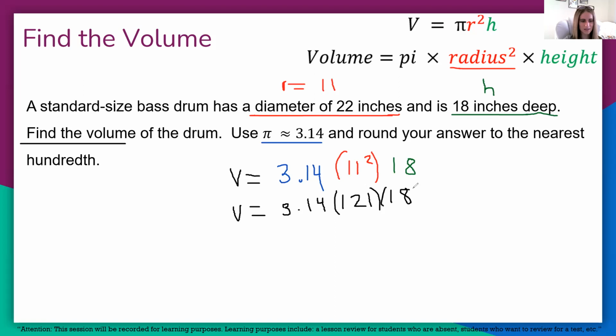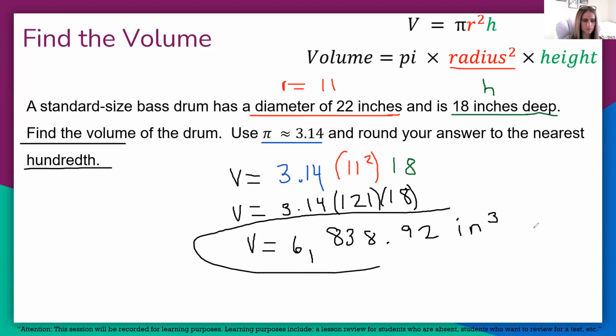Times 18. All right, we're down to just straight multiplication. You are allowed to use that calculator. 3.14 times 121 times 18. Our volume is 6,838.92. It needs to be rounded to the nearest hundredth, so we're perfect. And of course, our label, inches cubed. All right, once again, it's your turn to practice, so go ahead and move on and try some yourself.